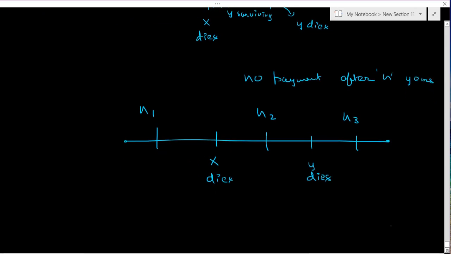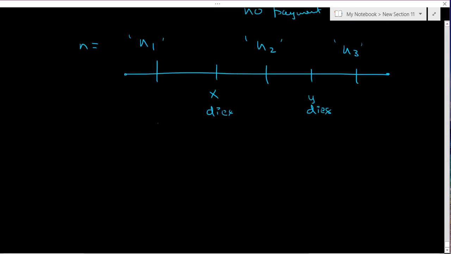So let's say n takes these three respective values. What would be the impact on the EPV of this contract? If n is equal to n1, then x is dying here and y is dying here. Thus x is dying at a time that is greater than n1. So the death of x is after n1, right? Basically they have simply stated that there would be no payment after time n.